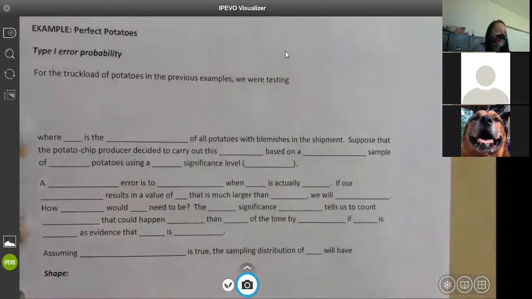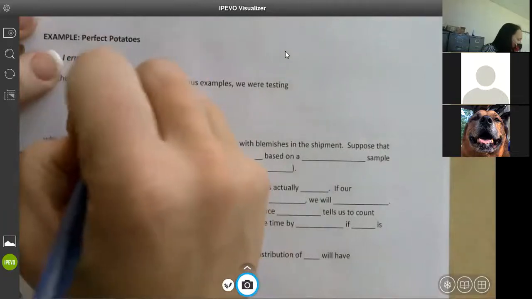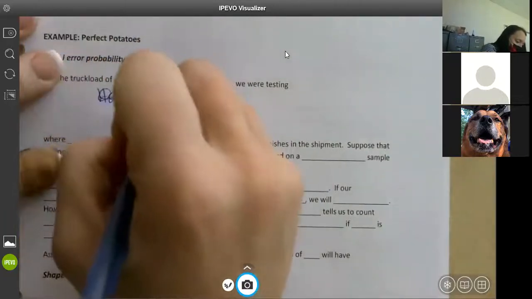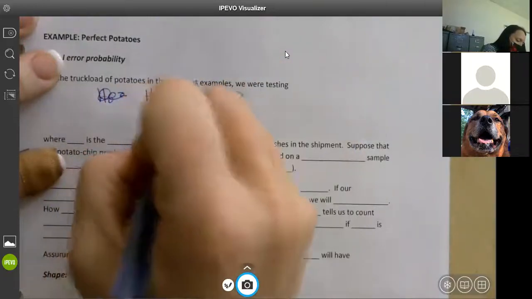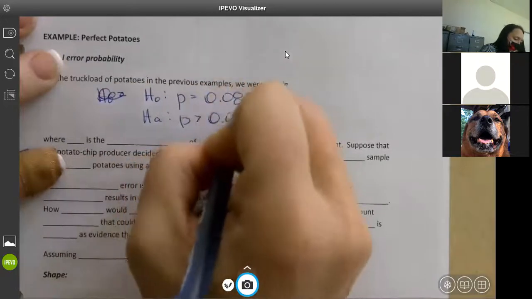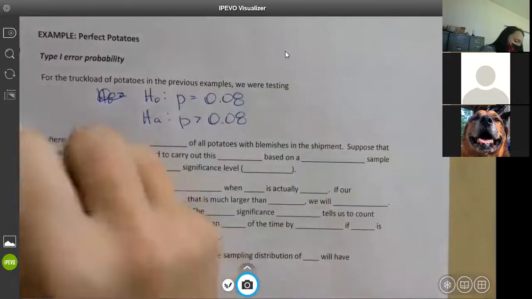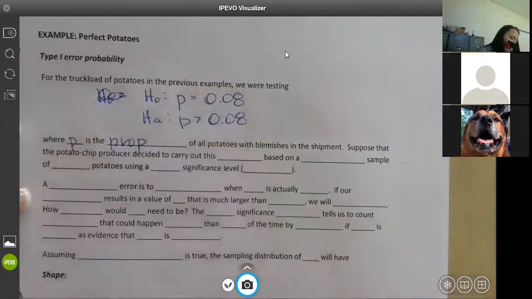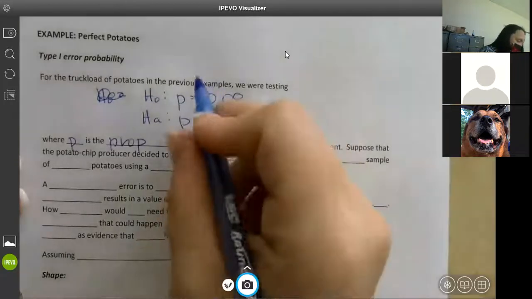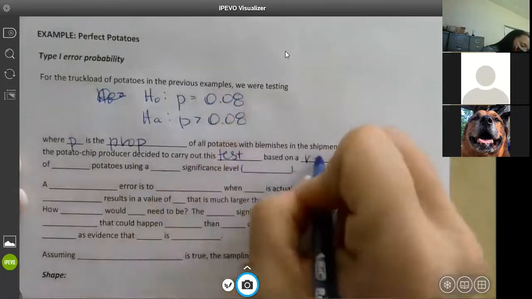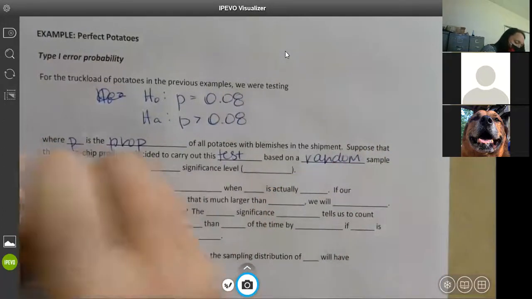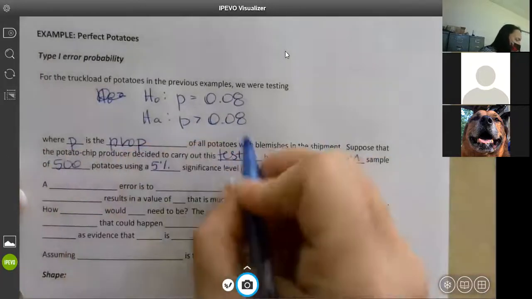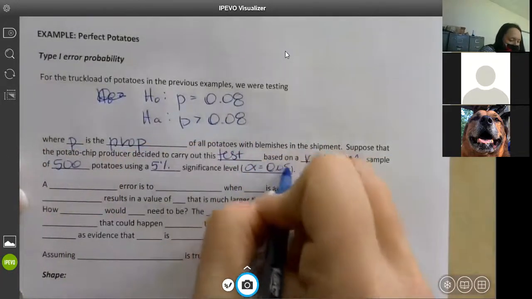For the truckload of potatoes in the previous example, we were testing that the probability is 0.08 against the alternative that the probability was greater than 0.08, where P is the proportion of all potatoes with blemishes in the shipment. Suppose that the potato chip producer decided to carry out this test based on a random sample of 500 potatoes using a 5% significance level, which means that alpha is 0.05.